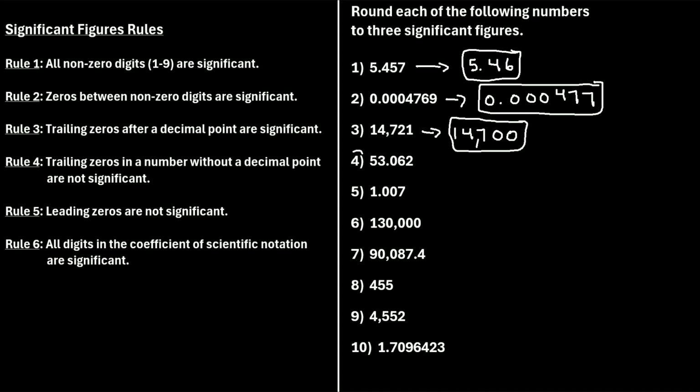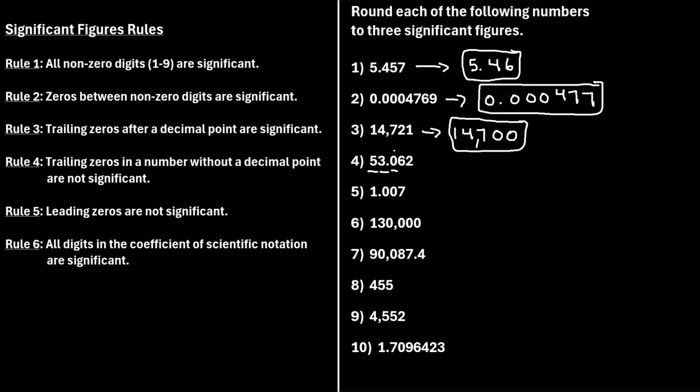All right, now let's take a look at example number 4. Let's round this number to 3 significant figures. So first, let's identify what are the first 3 significant figures. Well, that would be the 5, the 3, and this 0 right here, this is significant. And the reason is because we can reference rule number 2 here, which says zeros between non-zero digits are significant. So this 0 right here is wedged in between 2 non-zero digits, so it is significant.